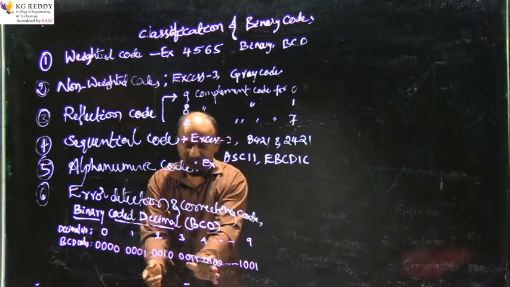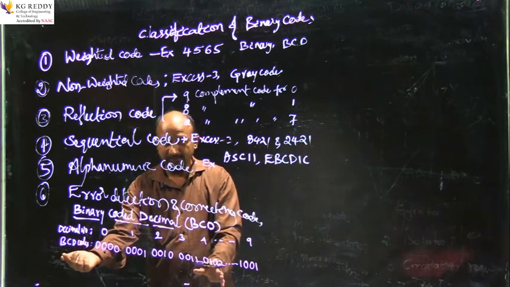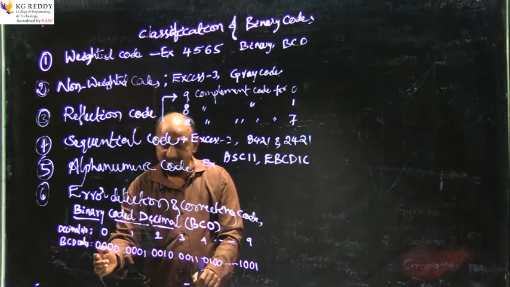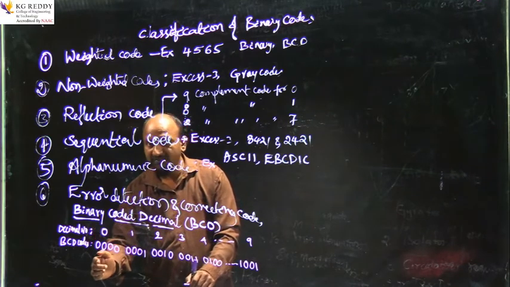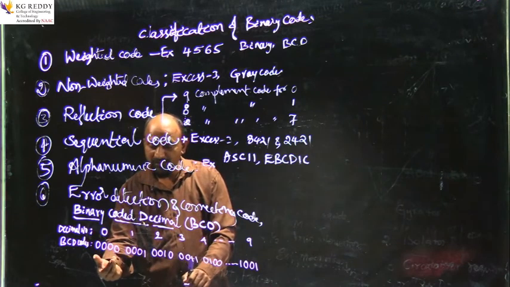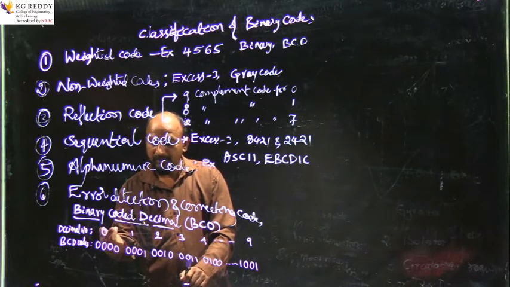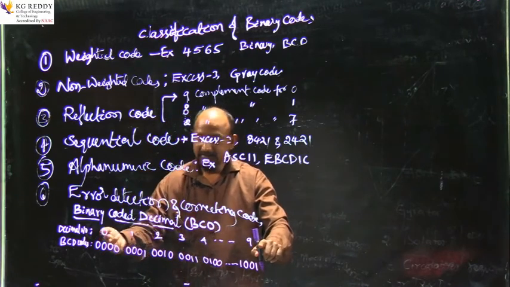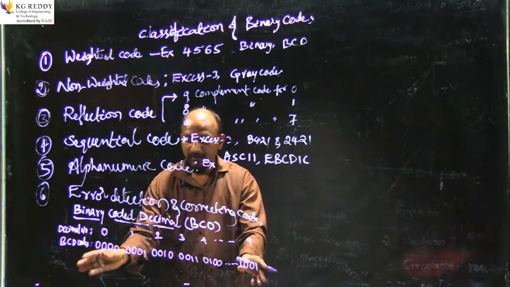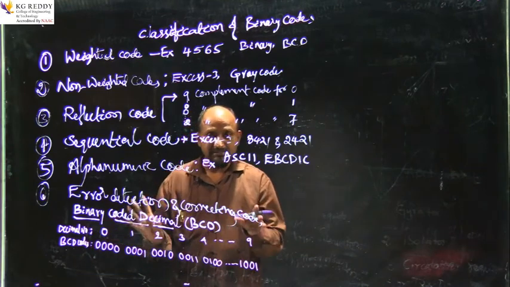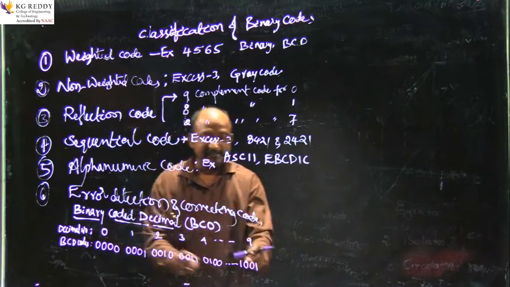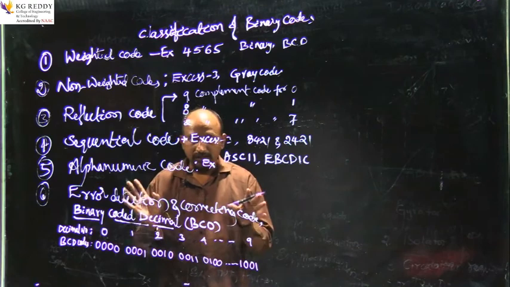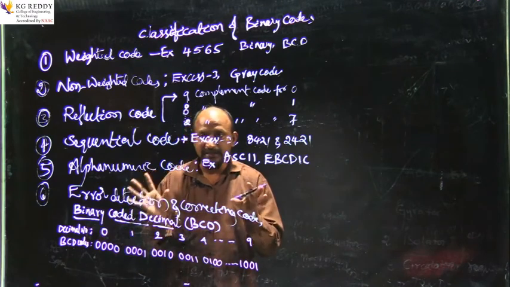If you observe, what does BCD mean? Binary coded decimal. That means all decimal numbers are coded in the form of binary. In decimal, the minimum number is 0 and the maximum number is 9. That means in BCD also we have 0 as the minimum number and 9 as the maximum number. From 0 to 9, there are 10 numbers.